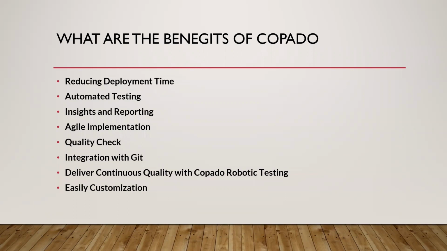Then he can analyze what the issue and what the error is. Then we can solve the bug, and then I can deploy the new feature basically. Okay, and deliver continuous quality with Copado Robotic Testing. So the Copado AI-driven test automation solution enables you to automate end-to-end software testing in minutes.